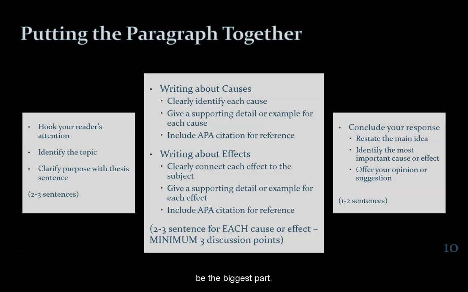So you're going to clearly identify each cause or effect. You're going to give a supporting detail or example for each cause or effect. You're going to include APA citations for your reference, which is going to be the article that you use to obtain supporting information for your response.